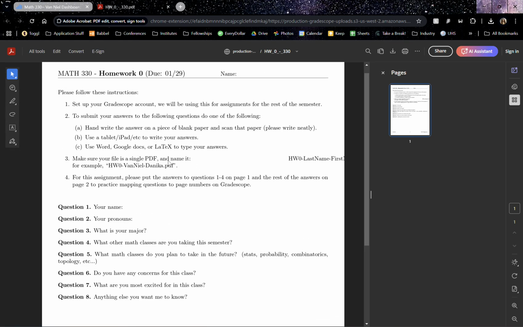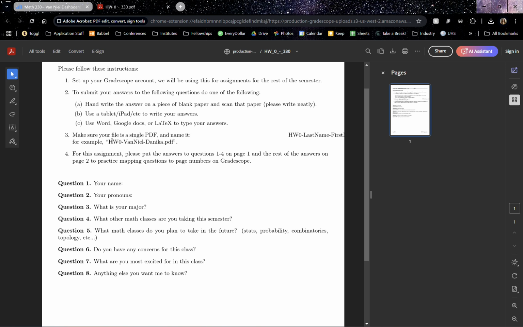And so here are the instructions. You can write it on a piece of blank paper. If you use lined paper, it is often very hard to read, especially if you use blue pen on blue lined paper. You can use a tablet or iPad or whatever. You can use Word, Google Docs, or LaTeX. But I ask you to make your PDF look like this so it's easy to search.